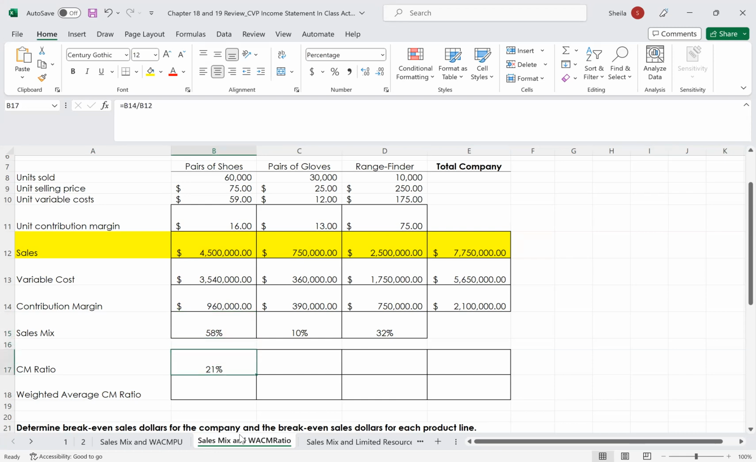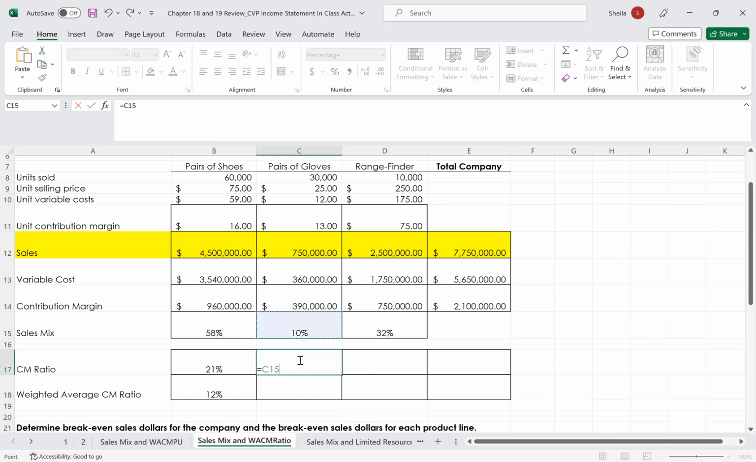Okay, so keeping that in mind, how do I calculate the weighted average? Well, similar to what I did with units, I'm just going to take my 21% contribution margin ratio for shoes and take that times my sales mix. So the weighted average across the company is only 12%. Okay, so let's do this again with gloves.